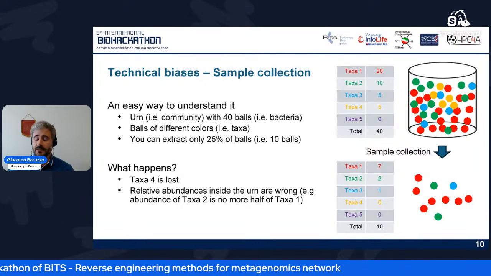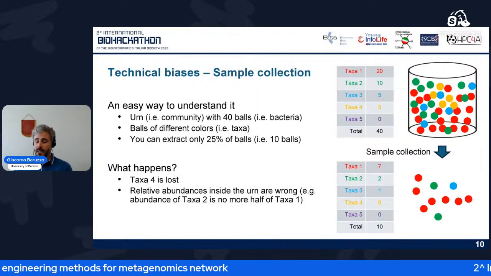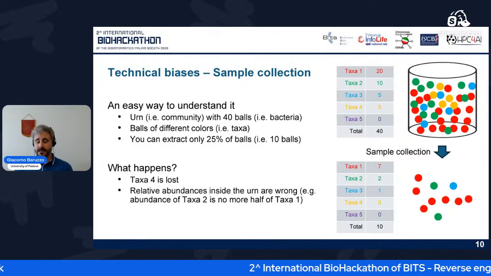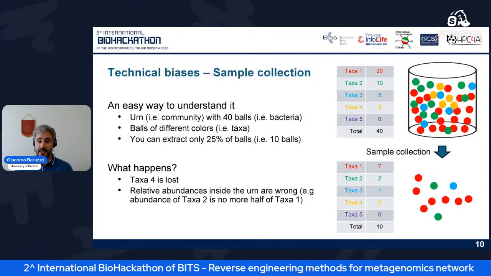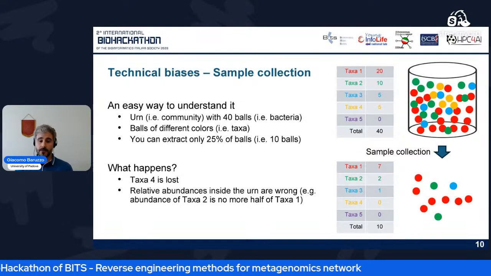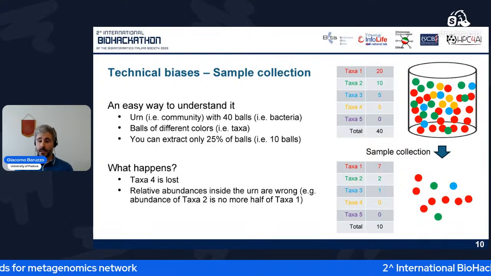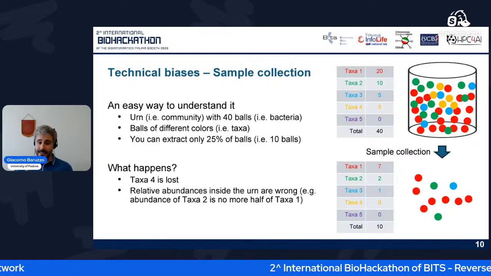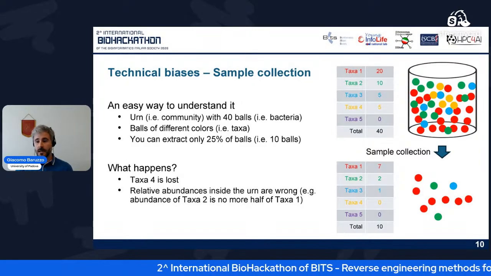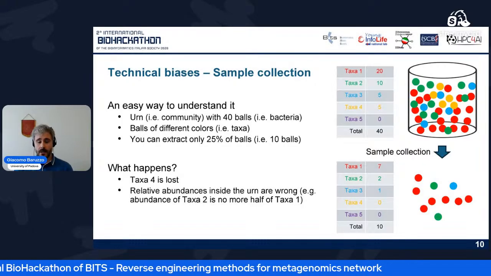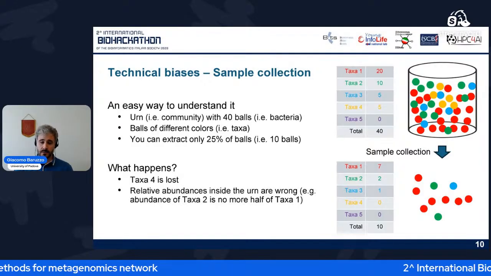But also for other species, for example, in the original sample taxa 1 is 2 times more abundant than taxa 2. If you now see that 20 versus 10 becomes 7 versus 2, it seems that taxa 1 is more than 3 times more present compared to taxa 2. So this is telling us that the internal relative abundances are somehow messed up by the fact that you are sampling a lot less material compared to the real amount of material. So just 10 balls from an urn that contains 40 balls.